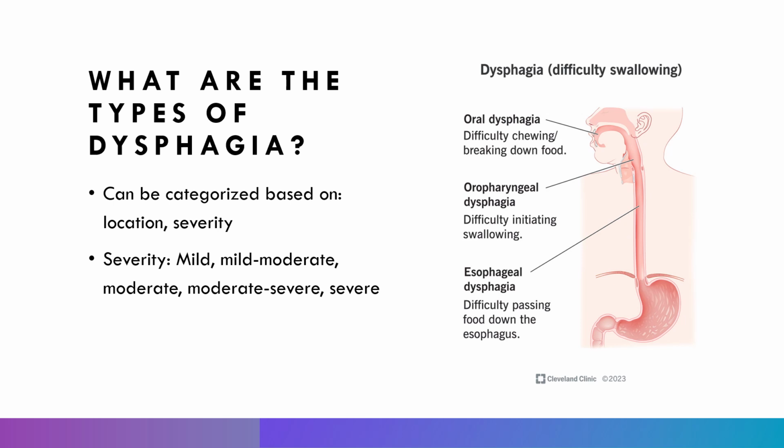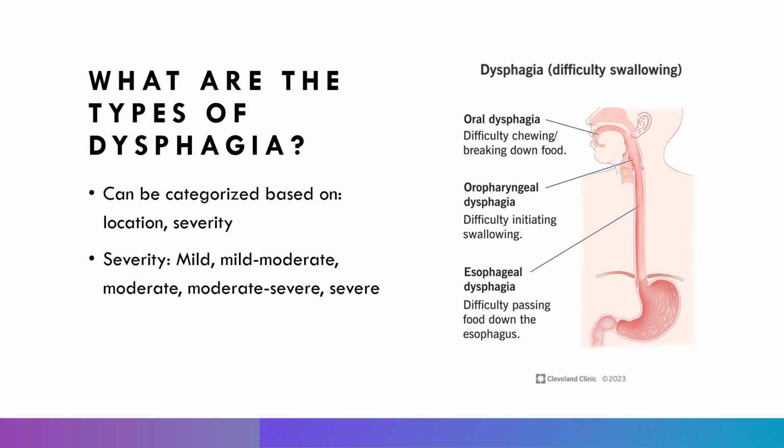All right, so how can we break dysphagia down into some different stages? Dysphagia can be characterized in one of two ways: the location that it's occurring in the body and the severity of the dysphagia. The severity can be further categorized into mild, mild to moderate, moderate, moderate to severe, and severe dysphagia. And similarly, we can put the severity grades onto the location, and we can have oral dysphagia, oropharyngeal dysphagia, or esophageal dysphagia.